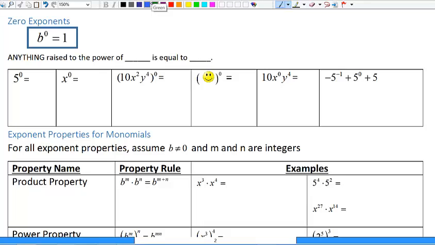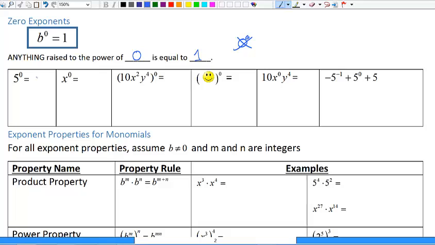The next topic we're talking about is zero exponents. So the rule here is if you have any base to the zero, it turns out to be 1. Anything raised to the power of 0 is equal to 1, with the one exception of 0 to the 0. That's actually not defined, okay? So anything other than 0 raised to the power of 0 is equal to 1.